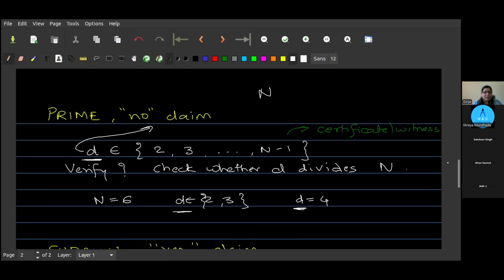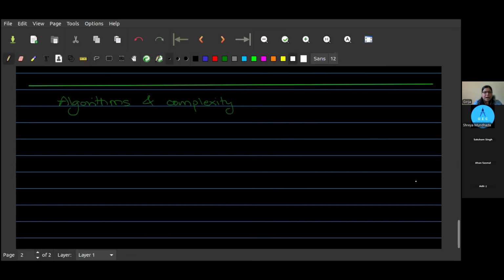If you find that d divides n, then you immediately solve the problem by saying no, n is not prime. Otherwise, you go to the next d till n minus 1. And if you don't find a factor, then you declare the answer to be yes. So this is the algorithm.